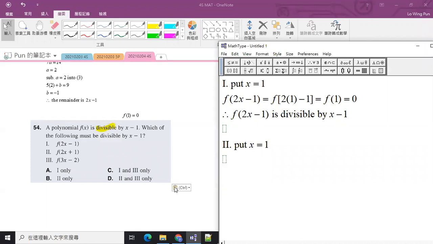Now put x equals 1 into the second statement. The f(2x plus 1) will become f(2 times 1 plus 1), which should be equal to f(3). But is f(3) equal to 0? We don't know. We have no information about the value of f(3). So we cannot say that it is equal to 0, so we cannot say that this is divisible by x minus 1.